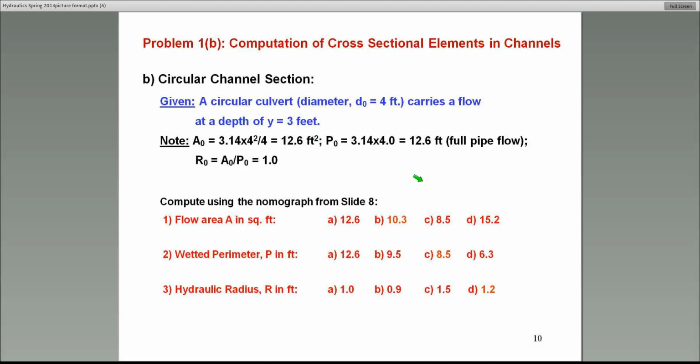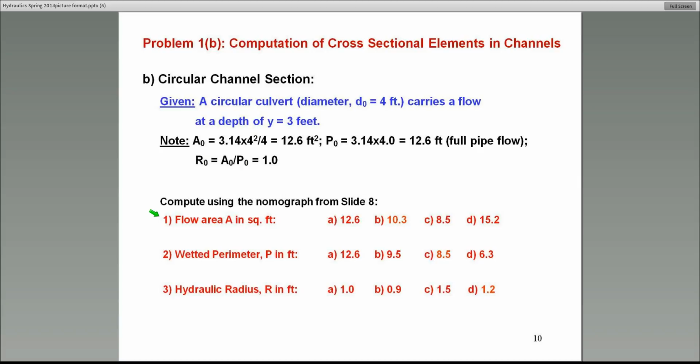Here's a circular culvert. This is where I'm going to use the nomograph now. I'll show you, in this case, again, it's an open channel system because the flow depth I'm giving you is equal to 3 feet. The pipe diameter is 4 feet. So you know that it's flowing partially. And in order to calculate the area associated with a flow depth of 3 feet, we'll go ahead and use the nomograph to get there. So this is number one here.